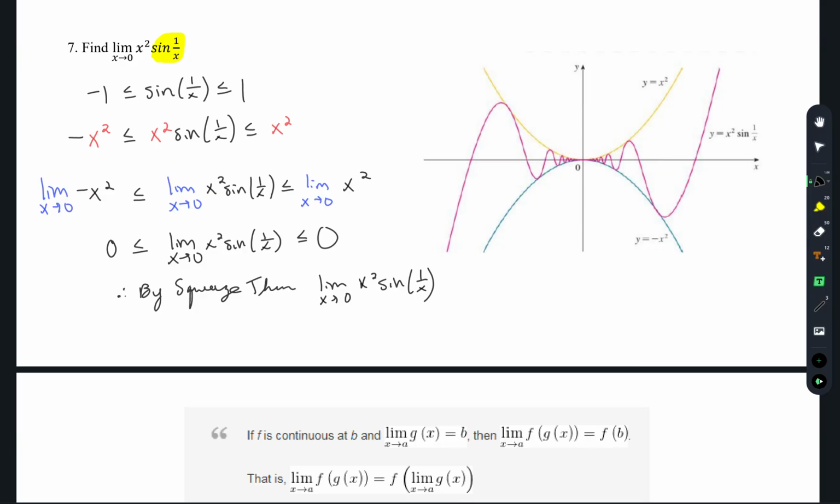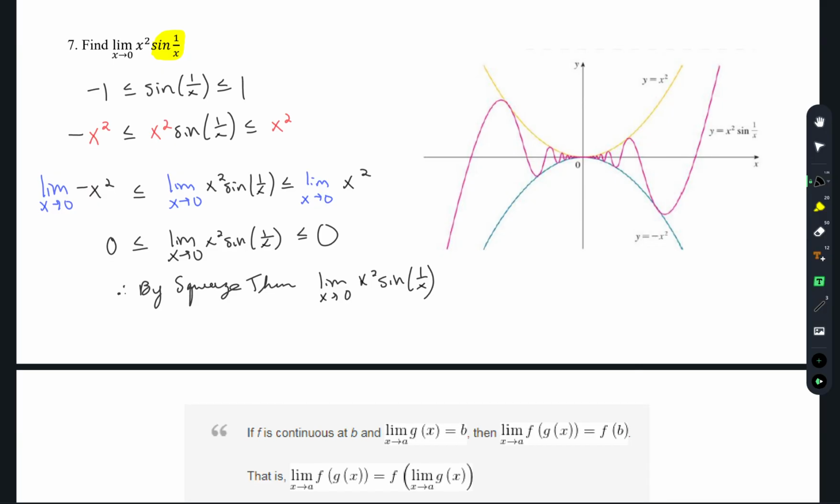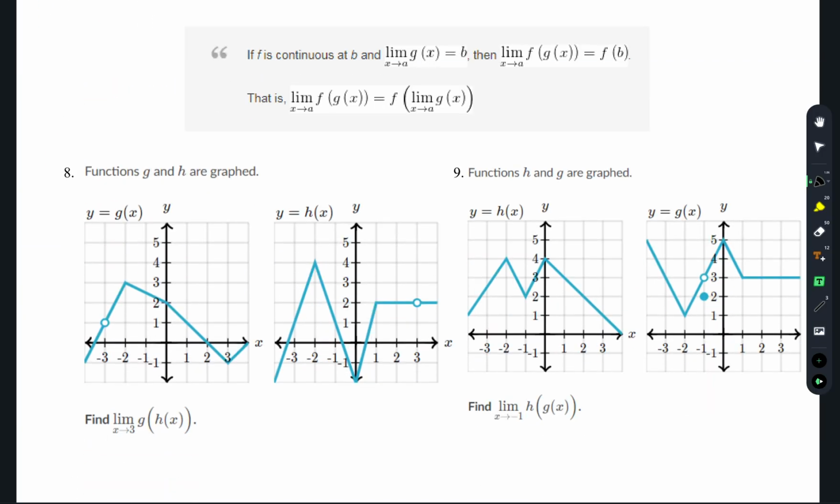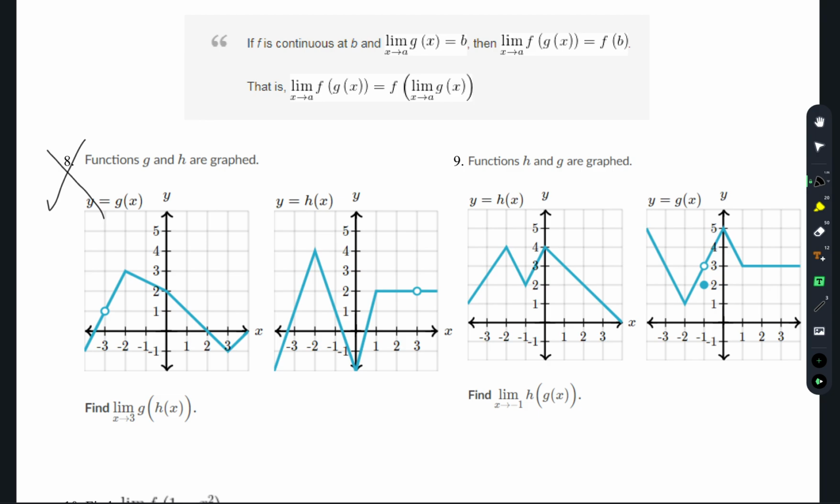So any questions on that? No. Okay, and then the last thing, these ones are really short. I'll skip 8. We don't need to do 8.